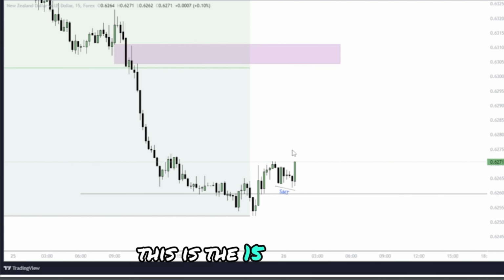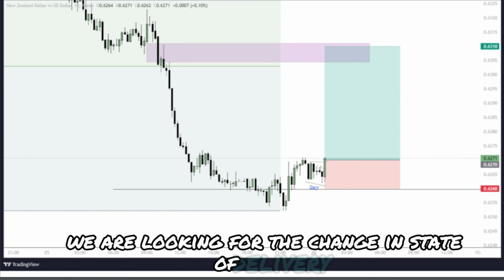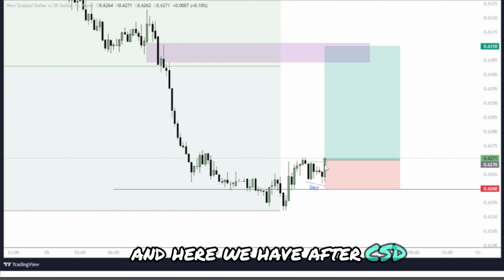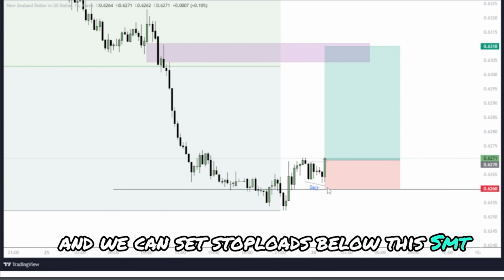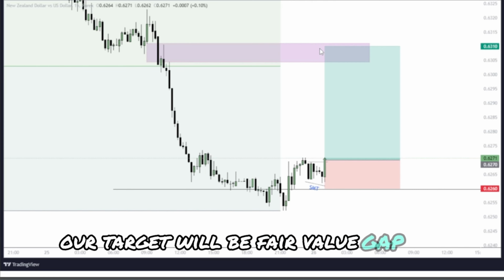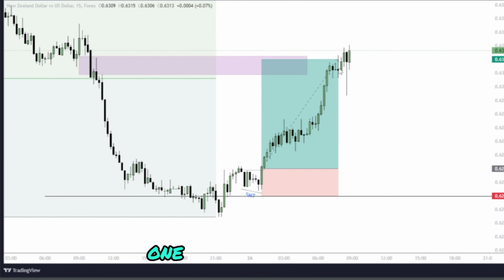This is the 15-minute chart. We have SMT here. After the SMT, we are looking for the change in state of delivery and here we have it. After CSD, we can enter our long position and we can set the stop loss below this SMT low. Our target will be this fair value gap in the 1 hour chart. You can see how price moved from our entry toward the 1 hour fair value gap.